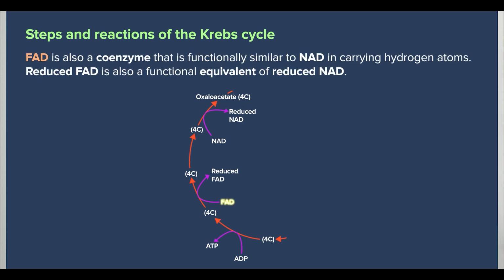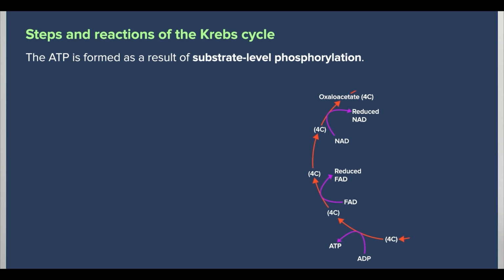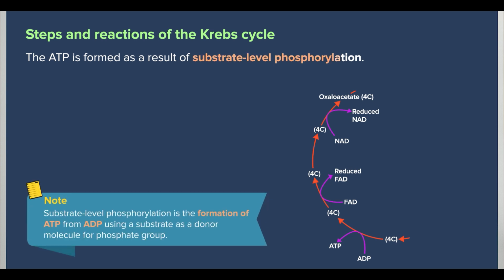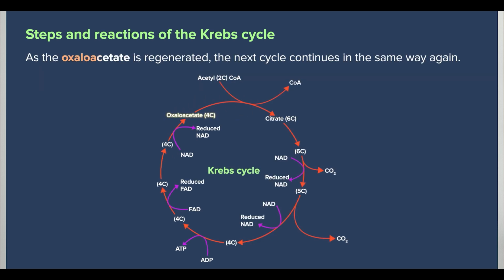Remember, FAD is also a coenzyme that is functionally similar to NAD in carrying hydrogen atoms. Reduced FAD is also a functional equivalent of reduced NAD. The ATP is formed as a result of substrate-level phosphorylation. The new molecule, reduced FAD, which is functionally similar to reduced NAD, is a unique product of the Krebs cycle. Now, as the oxaloacetate is regenerated, the next cycle continues in the same way again.